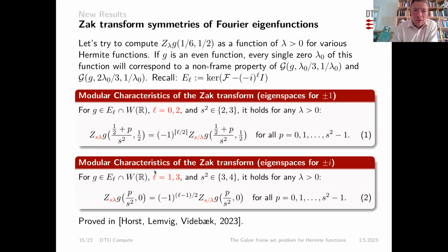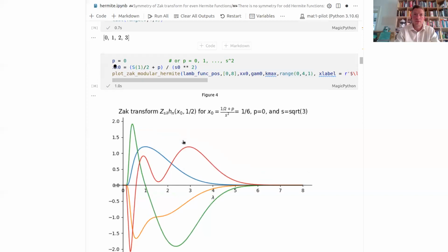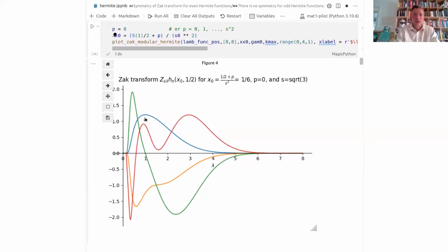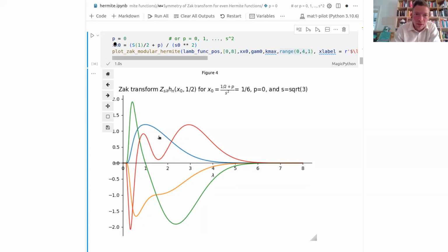You have a similar symmetry for L equal to 1 and 3. If we go back to the plots I started out with, these are plots of this form. For the blue one, you see that it's symmetric around lambda equal to 1/2. But this part of the curve can be recovered if you replace lambda with 1 divided by lambda, which gives you the other half. The same thing for the green one: it is oddly symmetric around lambda equal to 1/2, and if you replace lambda with 1 divided by lambda, you recover the first part of the graph.